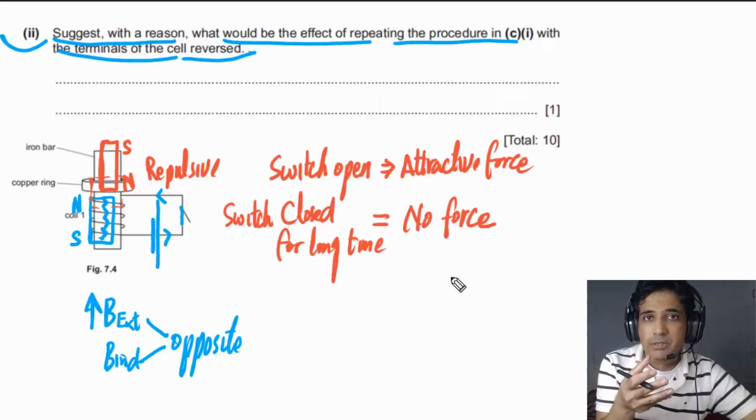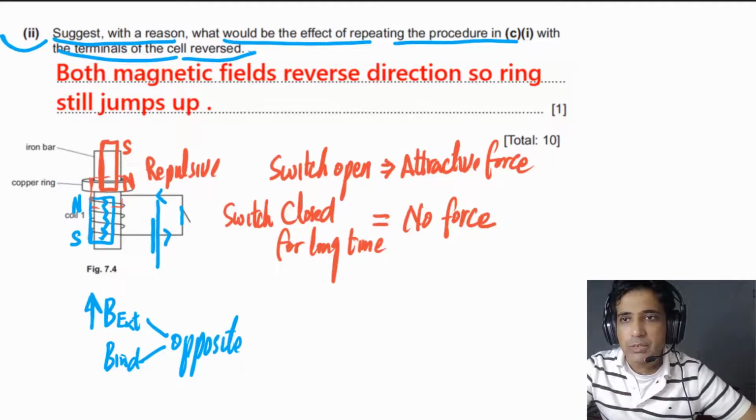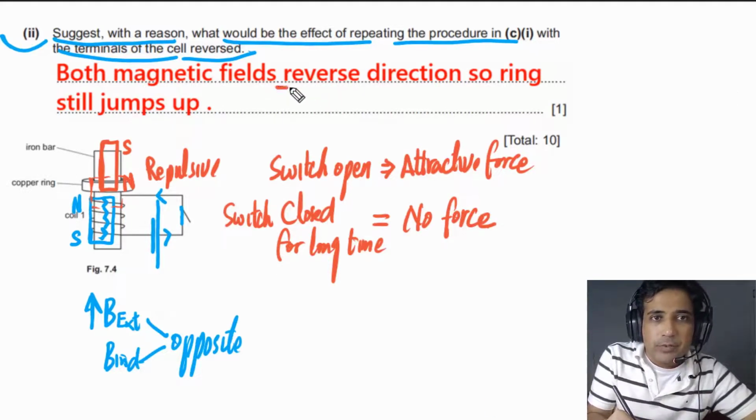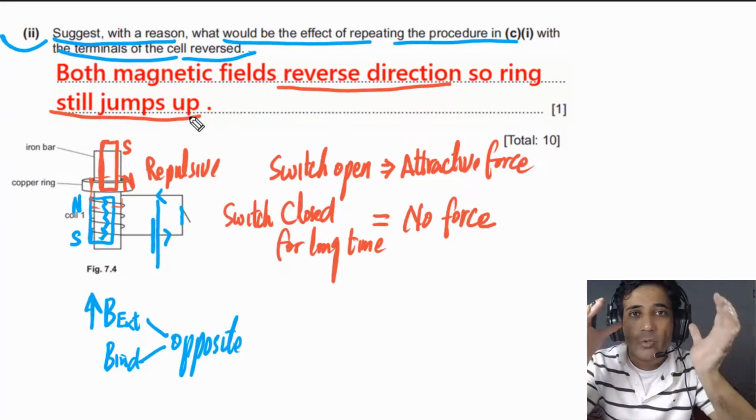I hope this is clear to you. Let me show you the answer. In order to write down the answer for this question, simply say that for both magnetic fields the direction is reversed, so still there is an upward force on the ring. And that's all you need to understand.